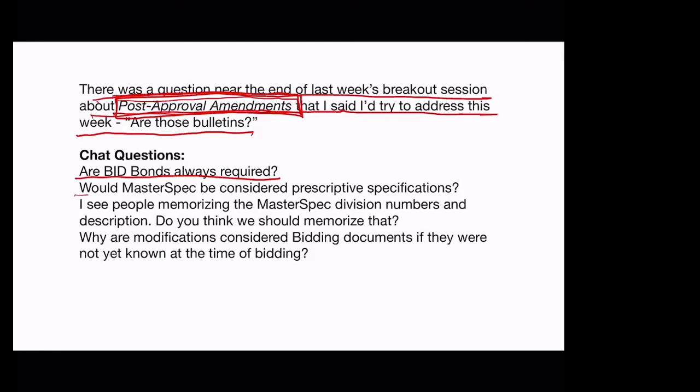All right. The next question we had is, would master spec be considered prescriptive specifications? No, not necessarily.